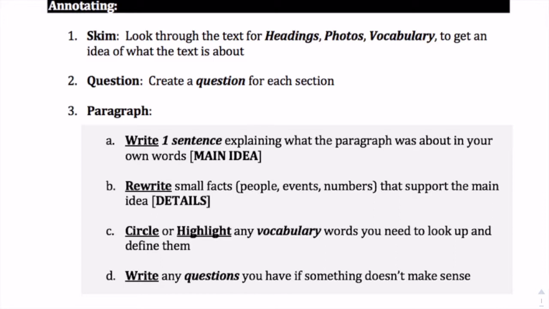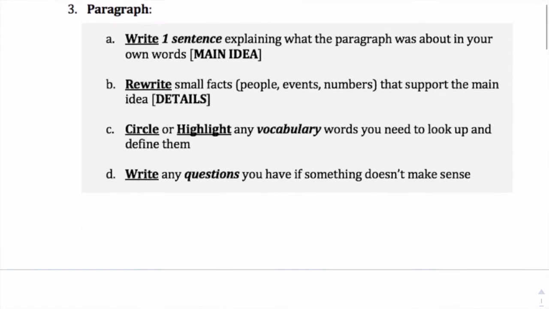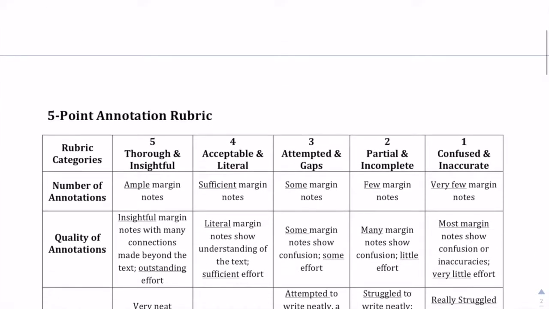We're going to try to write maybe around one sentence, one little phrase to kind of get the big idea. We can note any details, facts, figures, people, actions, and then circle or highlight any vocab words that we may want to look up, and any questions that we need clarity on.